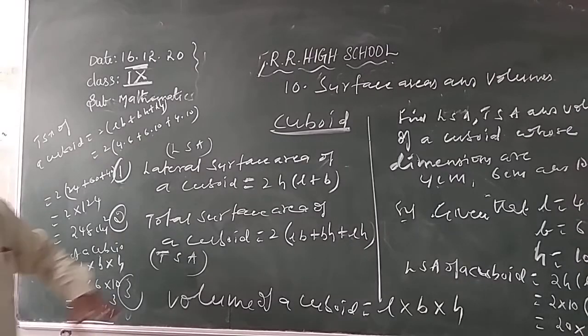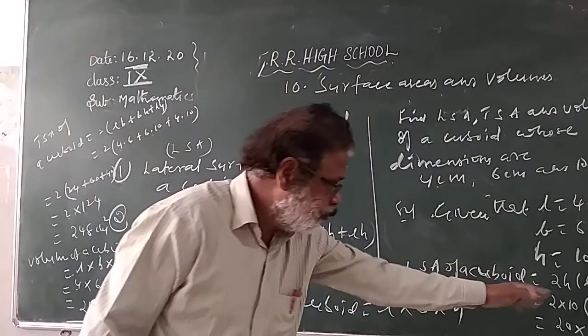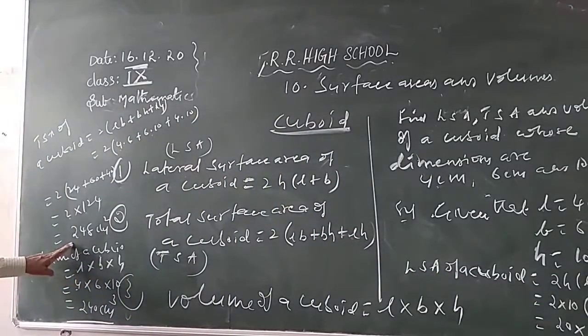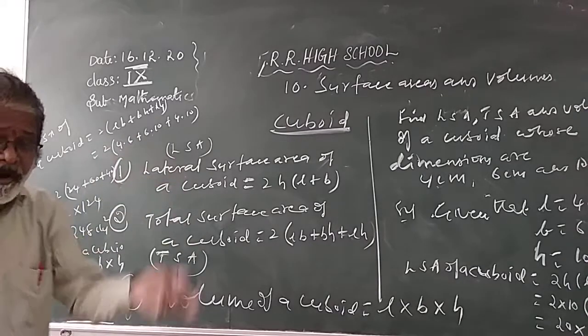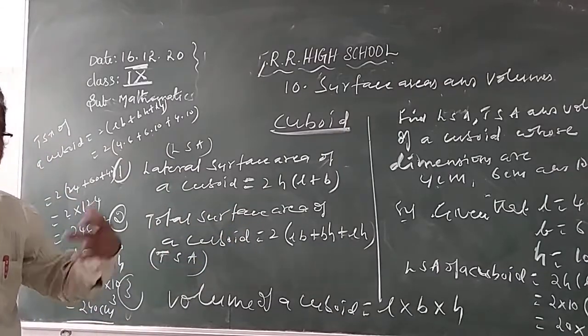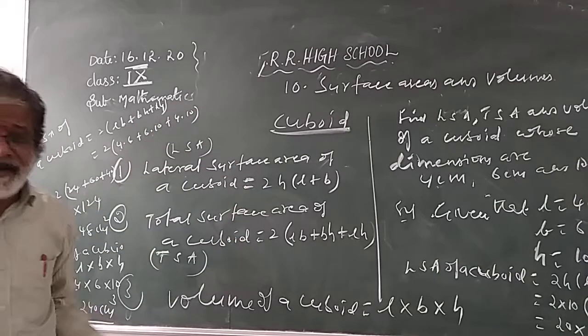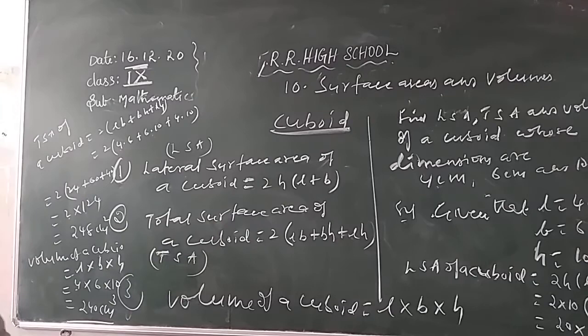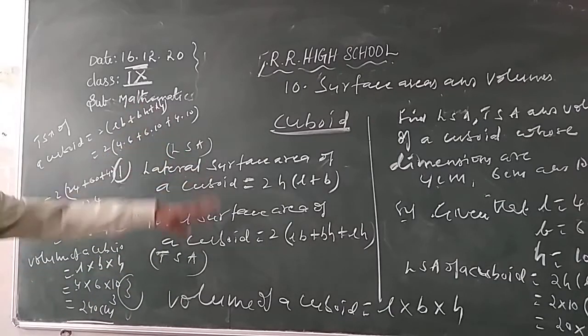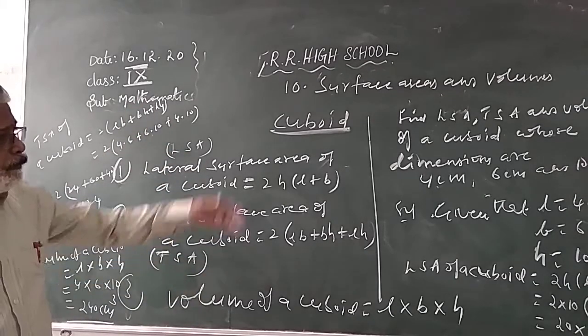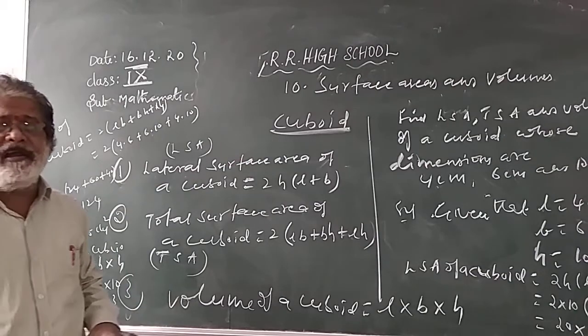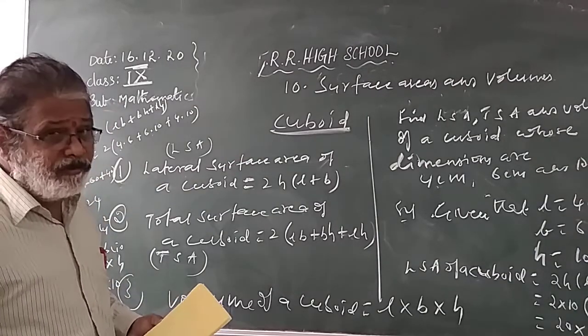So the LSA of the cuboid is 200 square centimeters, PSA is 248, and volume is 240. If you remember the formula for LSA, PSA and volume, it is easy to calculate the areas. So we must remember the formulas, and the problems will be like this. I hope you clearly understood, children. Next I go for the cube.